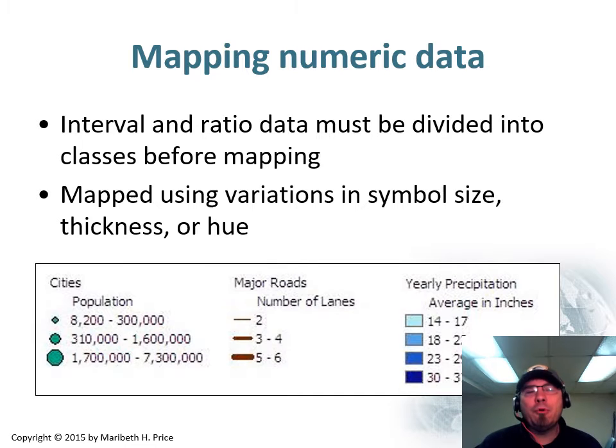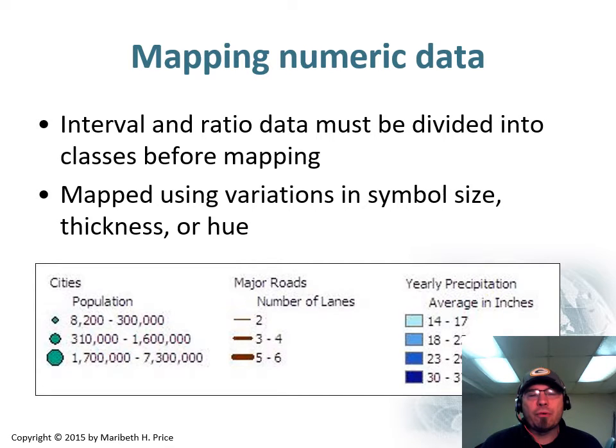So how do we map numeric data? You have to divide it up into classes. Sometimes I call them bins. It's an old term that I just can't seem to let go of. But you have to divide it into classes. What those classes are is the starting and stopping point for each one of the symbols. So if you look at cities, for example, the smallest dot goes from 8,200 to 300,000. So that's one class. The next one goes from 310,000 to 1.6 million.